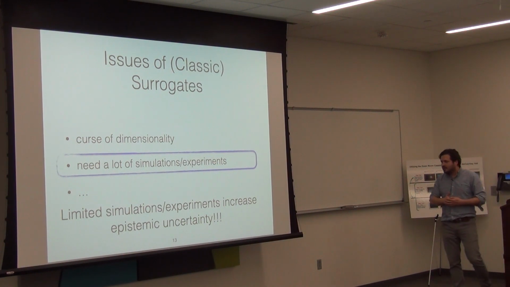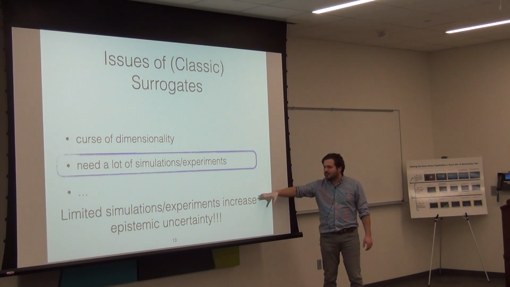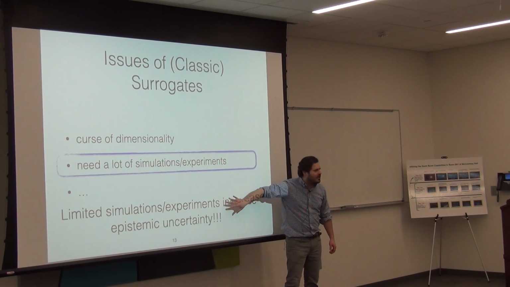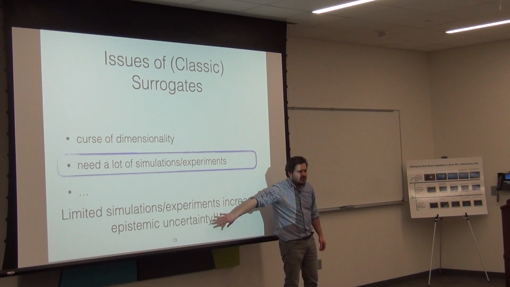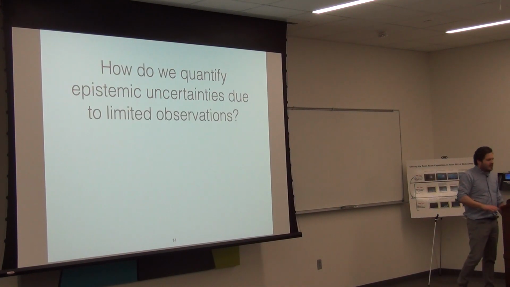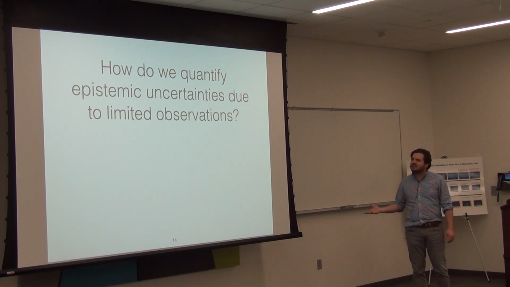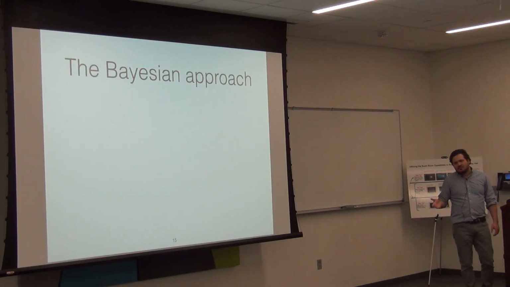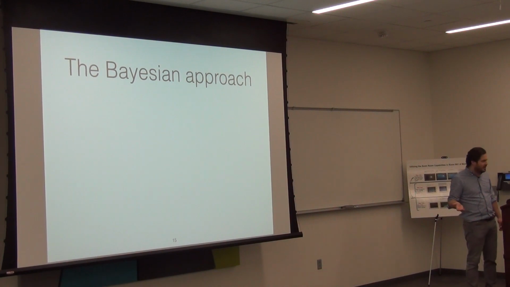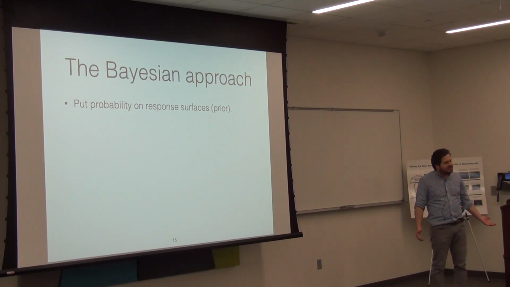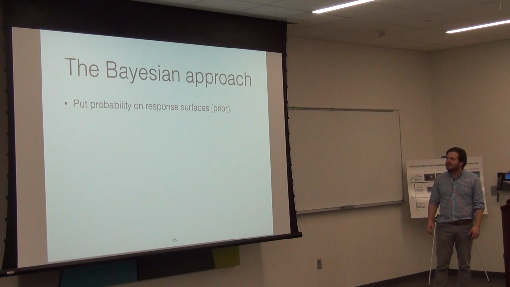All right, and here's the take-home message. Limited simulations and experiments increase epistemic uncertainty. Epistemic uncertainty induced by the limited number of simulation experiments is the key to selecting simulation and experiments. All right, so how do we quantify this epistemic uncertainty? There is more than one way. I dare say that this is the only way that makes sense, to me at least. And it goes like that. It's a little bit strange the first time you see it, but if you meditate on it for like 10 years during a PhD thesis, it makes sense.